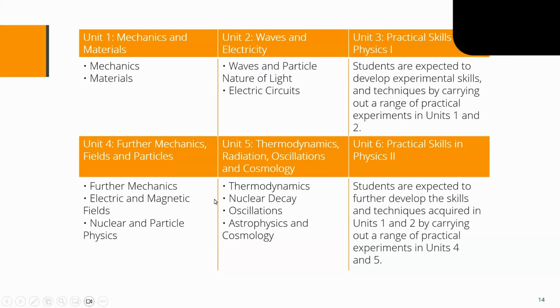as it says there, students are expected to develop experimental skills and techniques by carrying out a range of practical experiments in Units 1 and 2, and for Unit 6 in Units 4 and 5. And as suggested earlier on, students are quite hampered if they only do the core practicals. They really need to have a range of practical experiences so that they get used to developing those experimental skills, devising some experiments of their own, and getting used to working scientifically, which is part of physics.